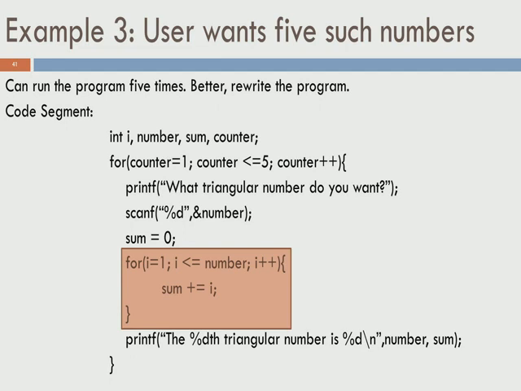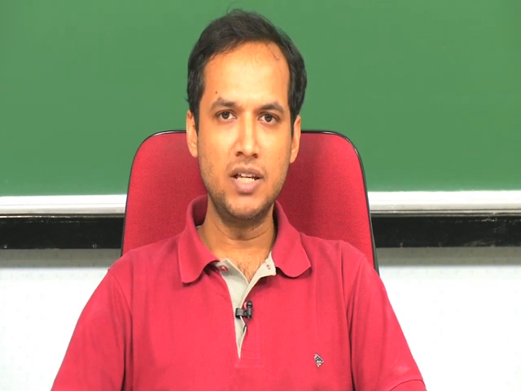Let us look at another example where the user is going to ask for this multiple times. The user is going to ask for some nth triangular number, but wants 5 such numbers. One way you can do this is to ask the user to run the program 5 times, but that is not the most desired way to do it. Instead, if we know upfront that the user wants 5 triangular numbers, but each time the user may ask for a different triangular number, that is what we have here.